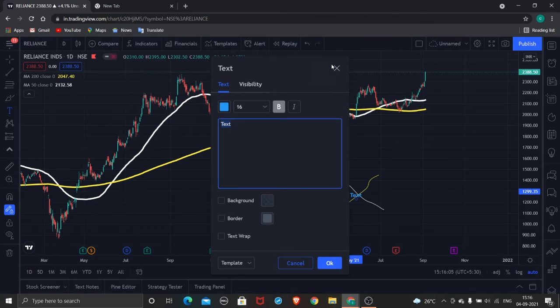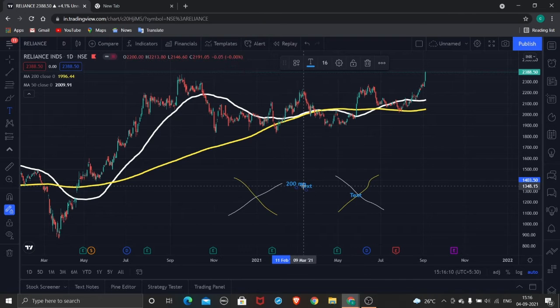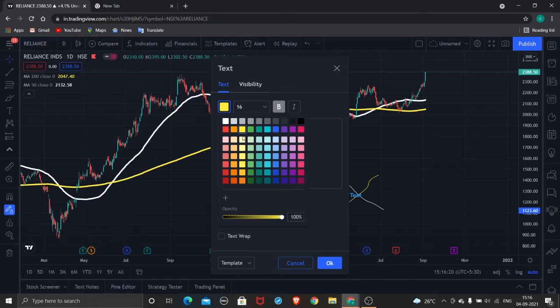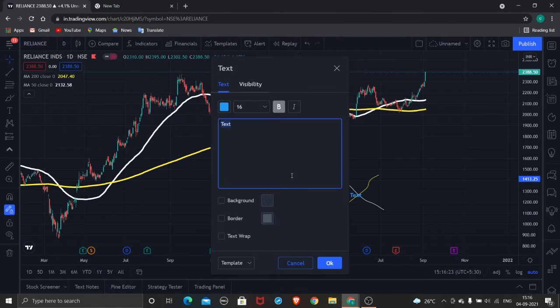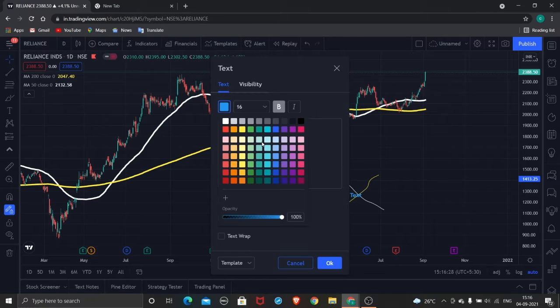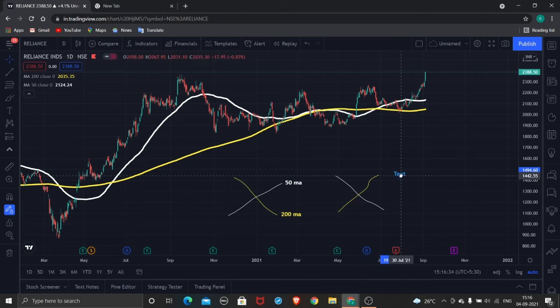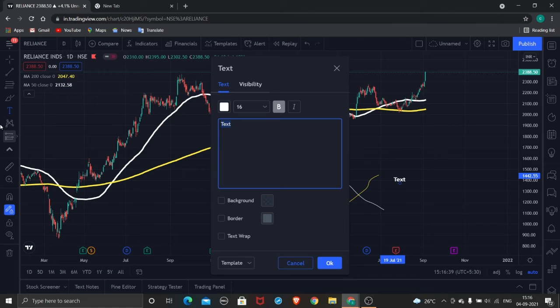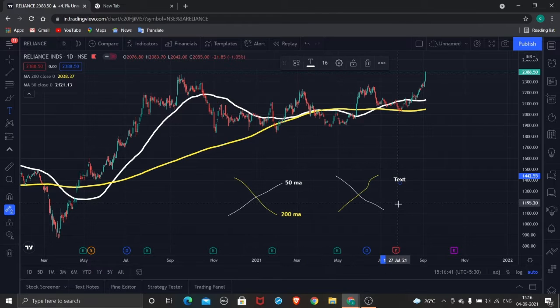Oh, sorry. We are here with the 200 moving averages. This yellow one is the 200 moving average, and the white one is the 50 moving average. So let me change the color to yellow, and here we are going to write 200 moving average. MA is moving average, and we are going to set the other as white. Same here. Let me add two text boxes again, the first text box and the second text box.